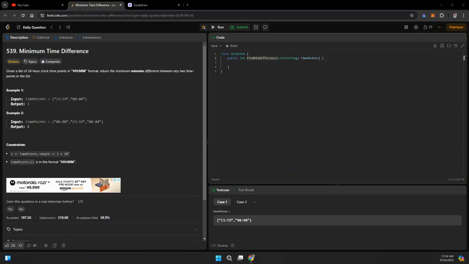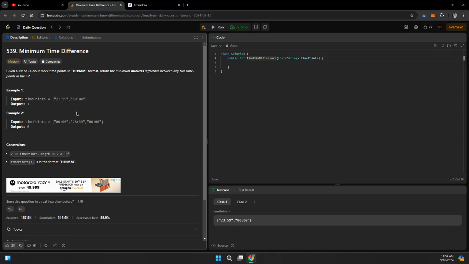Today we'll solve a common coding interview problem called minimum time difference. It is part of the LeetCode daily problem, problem number 539. In this problem, you're given a list of 24-hour time points and you need to find the minimum time difference between any 2 points, as you can see, any 2 points in the list.